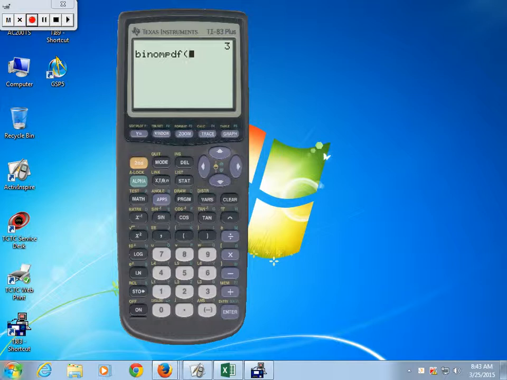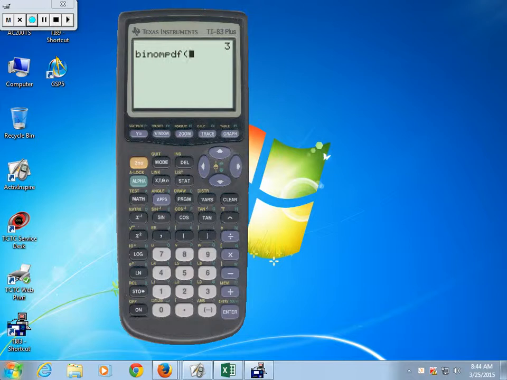Now, since the beginning of this section, I've been saying NPX, NPX, NPX. One of the reasons I've been saying it over and over is because that's the way you have to type it into your calculator. If you type it in any different way, it's going to give you an error. But you have to type in N, P, and X.